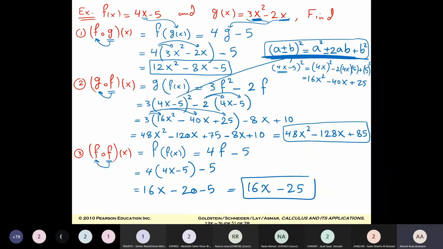Last bar again. Okay, I put another example. Okay, and please focus with me.